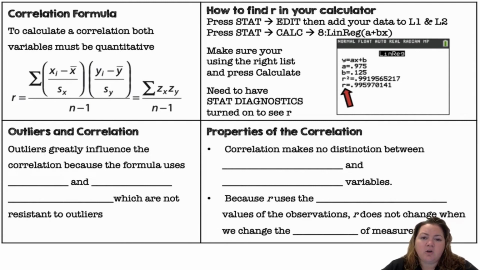Your calculator does all of the calculations for you, but it is good to know that it's coming from the z-scores. And you have to have two quantitative variables because it's using x z-scores and y z-scores.